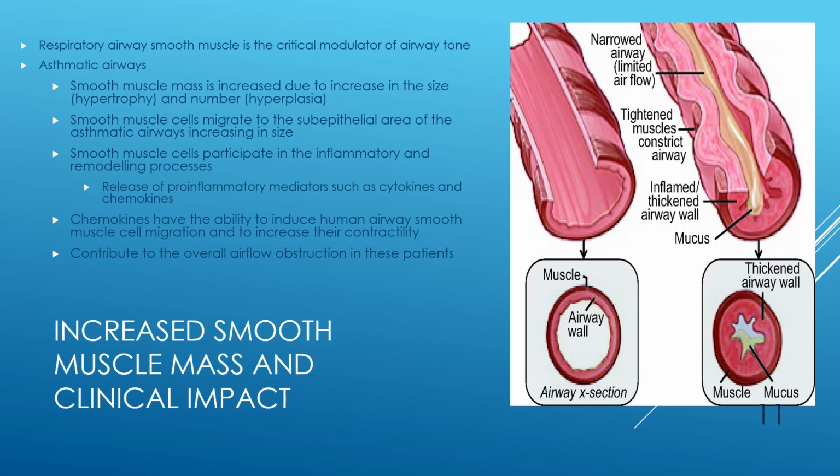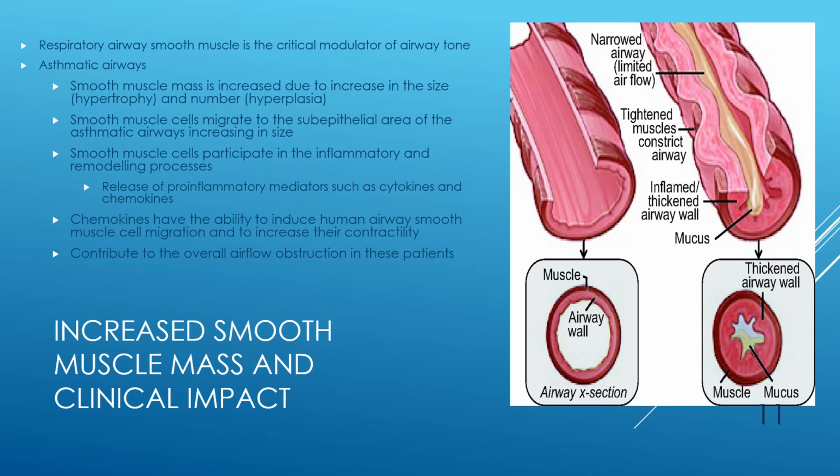Let's talk about the role of increased smooth muscle mass and its impact with airway remodeling. The normal airway, with the image on the right, shows that the muscle tissue is not excessively large. But with airway remodeling, you have an increase of smooth muscle inside the lumen of the airway, and as a result, you have narrowing.